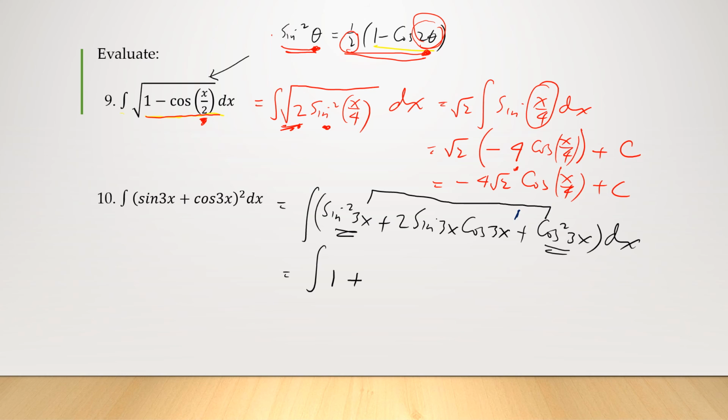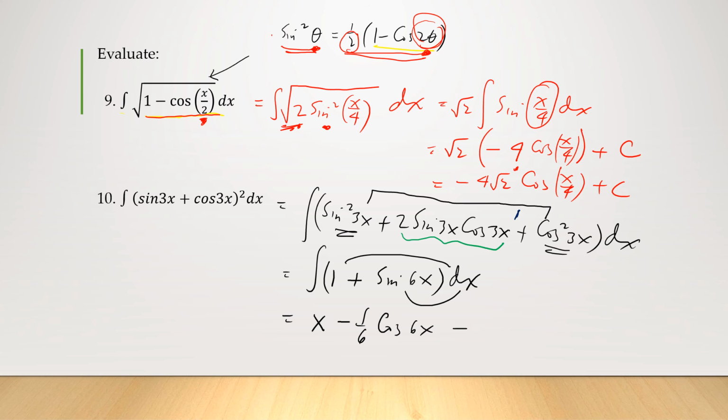And for this one, another trigonometric identity applies, which is equal to sine of twice the angle, so 6x, quantity dx. Integrate 1 dx, that will be x. Integrate sine 6x dx, that will be negative. The integral of sine is negative. And then because of 6x, we'll be having 1 over 6. Integral of sine is cosine 6x plus c.